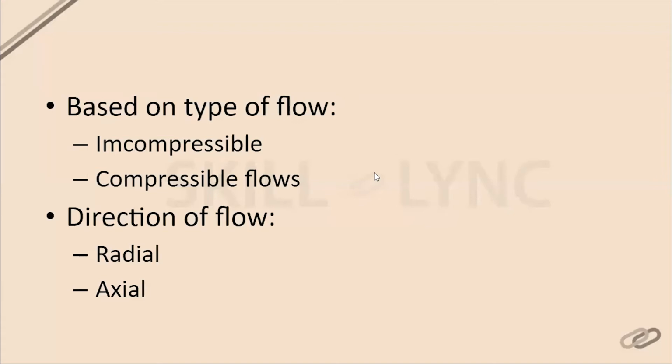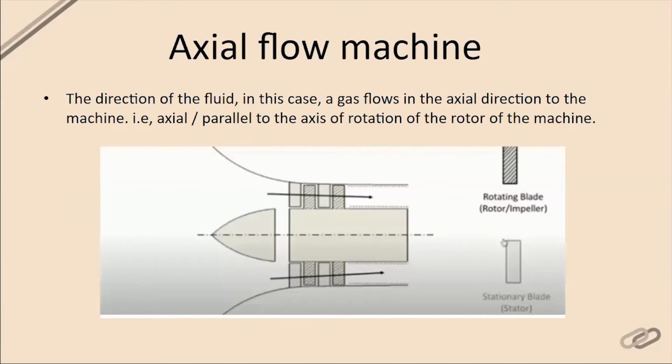In certain cases, the fluid is traveling parallel to the axis of rotation of the machine or the device. Then it is known as axial flow. And if the fluid is entering the machine and is diverted 90 degrees from the axis of rotation of the shaft, it is considered radial flow.